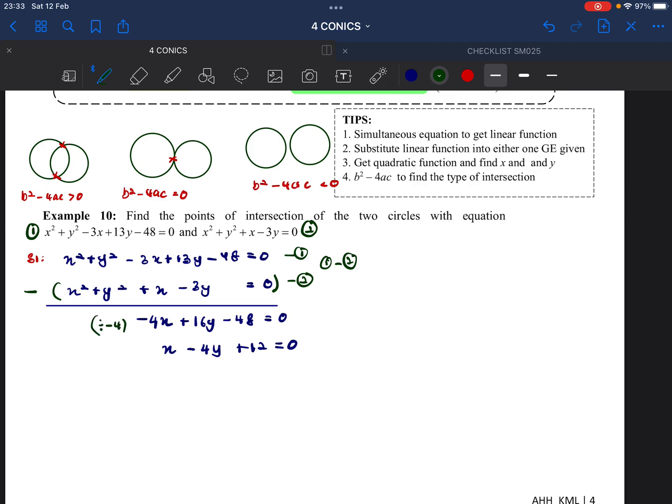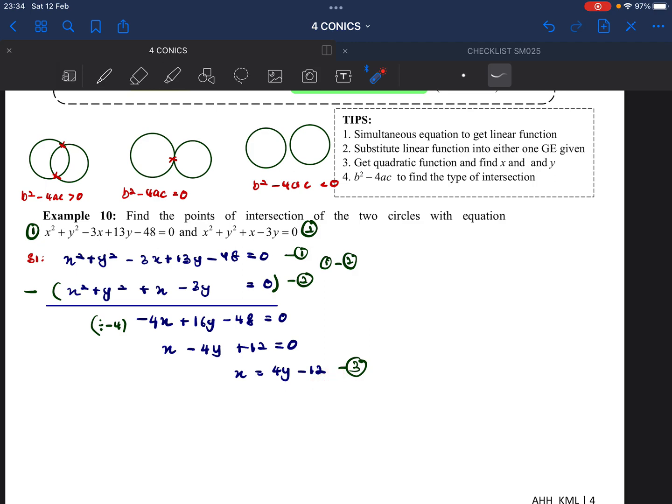Let's make x the subject. We have x equals 4y minus 12. Let's make that equation 3. That is your first step: do simultaneous equations between the two circles and get a linear function. So this is our linear function.